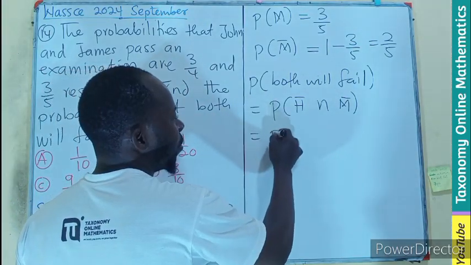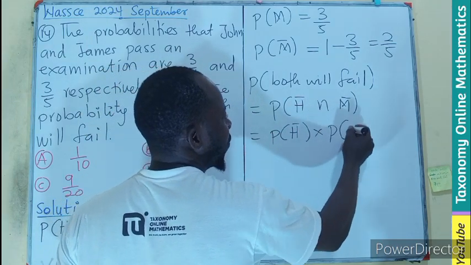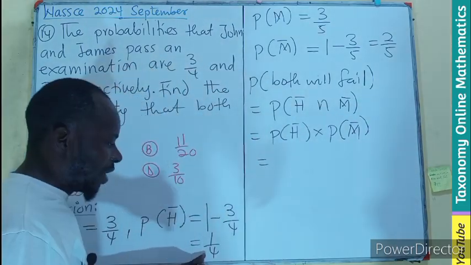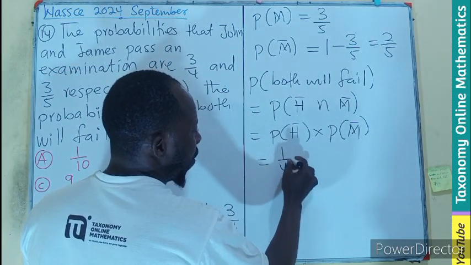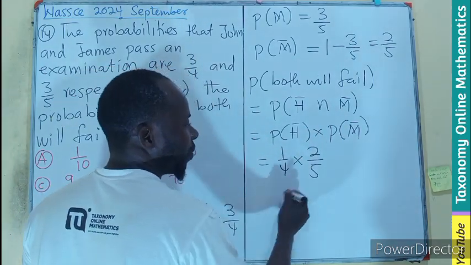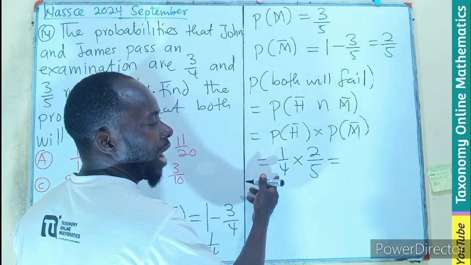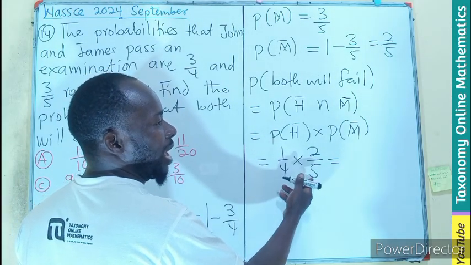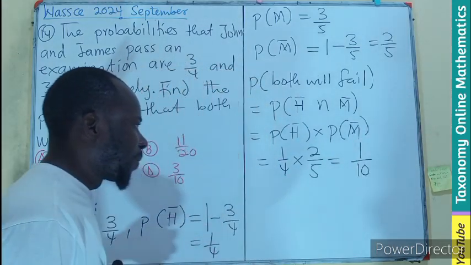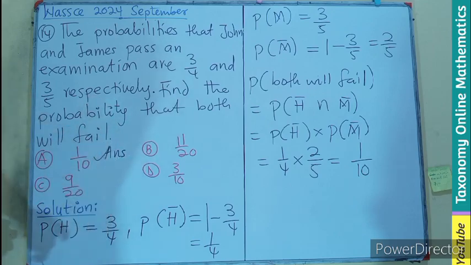So this becomes the probability of H not winning times the probability of M not winning. Which means the first one, 1 out of 4. The second one, 2 out of 5. Don't forget 2 can go here, 2 times, right? So 2 times 5, 10. 1 times 1, 1 out of what? 10. So in this case, our option becomes option A.